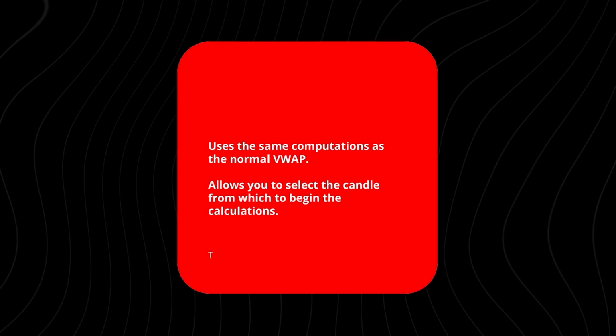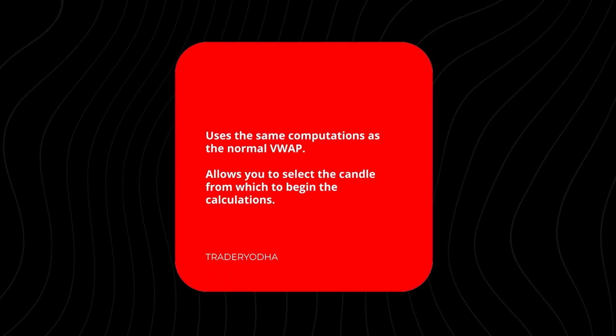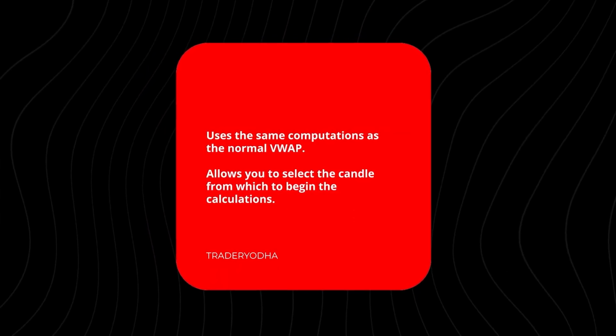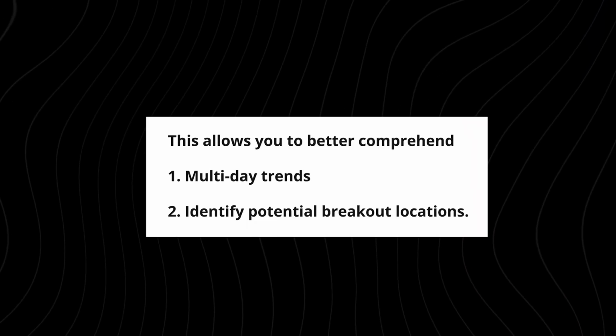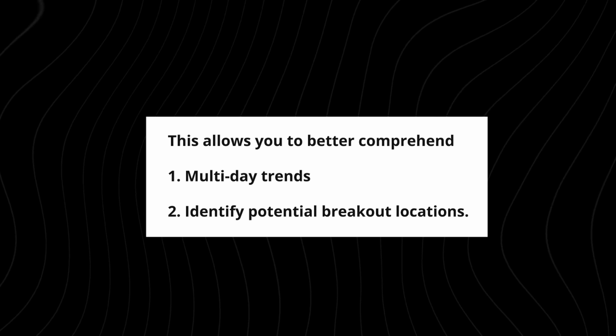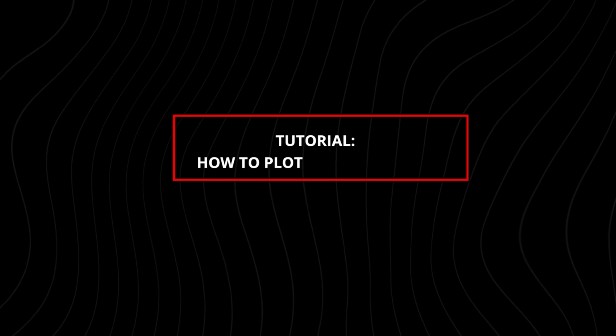It uses the same computations as the normal VWAP, but allows you to select the candle from which to begin the calculations. This allows you to better comprehend multi-day trends and identify potential breakout locations. Let's look at how you may plot it on your charts.